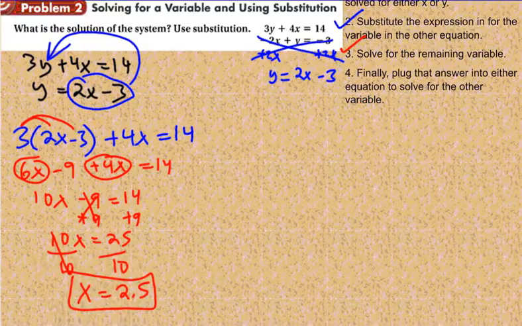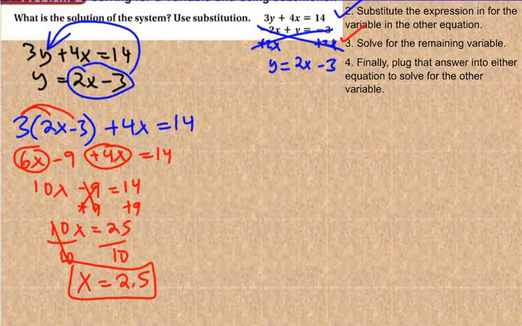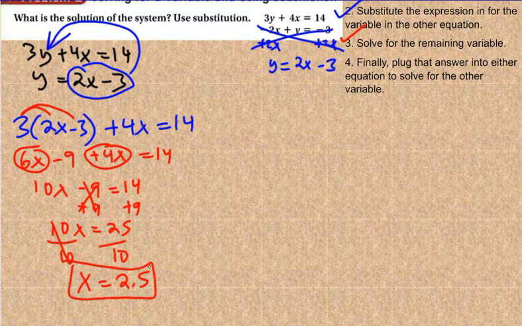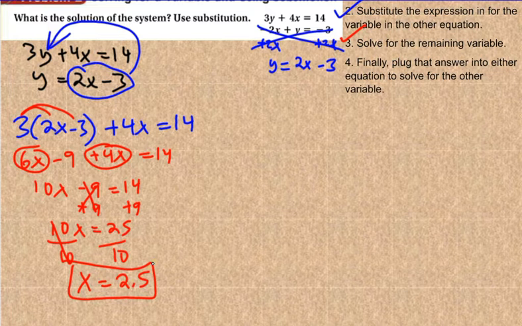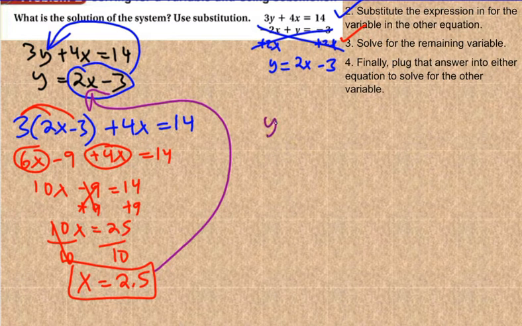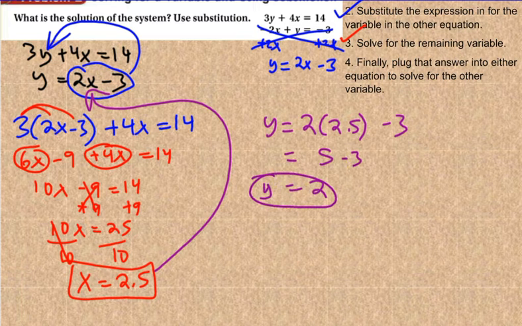Now step 4 says to plug that answer into either equation to solve for the other variable. So let's take that, plug it in for, I don't know, let's just plug it in for this one right here. So step 4, y equals 2 times 2.5, now we're plugging in for x, minus 3. So that would be 5, 2 times 2.5 is 5, minus 3, which is 2. So y equals 2. So then our answer, our ordered pair, is 2.5 and 2.